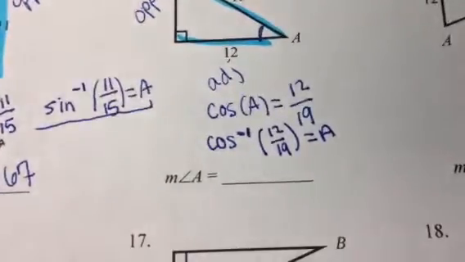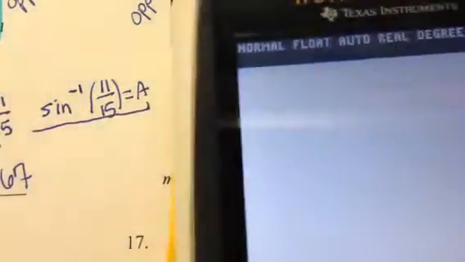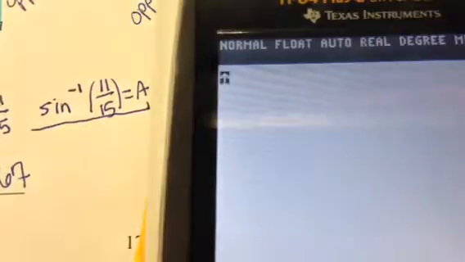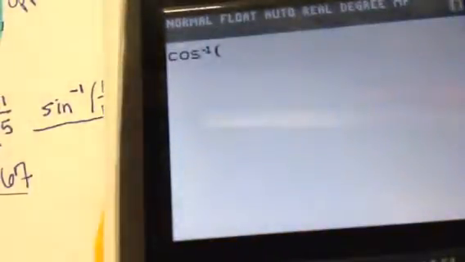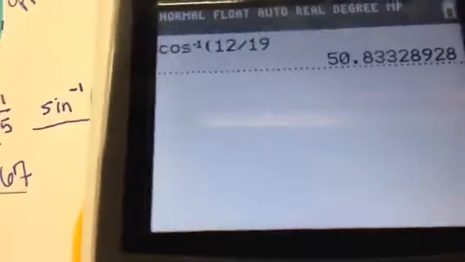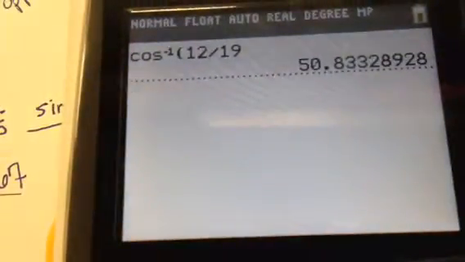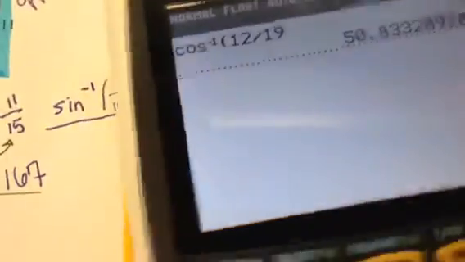So again, this is an inverse function. It's like doing the opposite of cosine, and we use it to work backwards and find the angle when we know the sides. So we said, oh, I already forgot, 12 over 19. So the inverse cosine of 12 divided by 19, and we will round that, so 50.833.